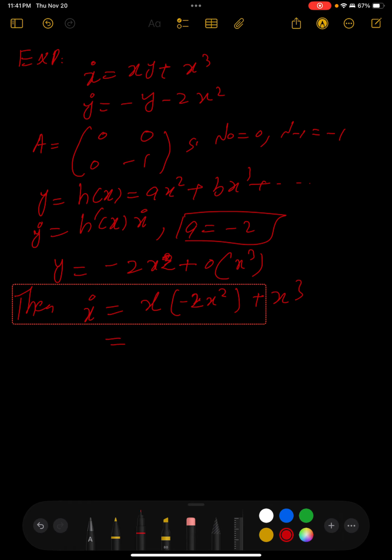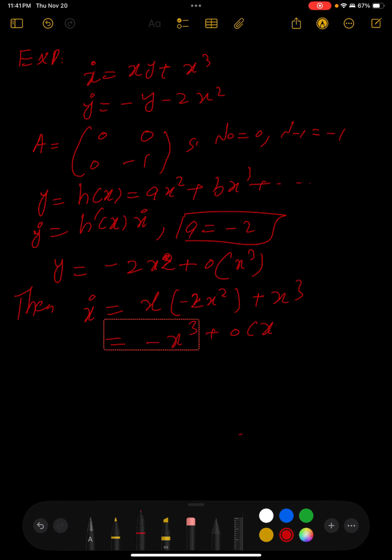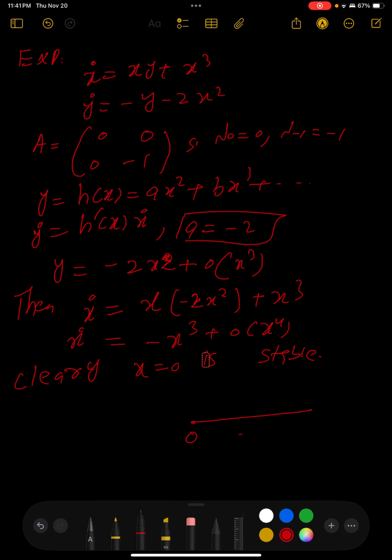Okay, so what is this? So minus 2x cubed plus x cubed is minus x cubed plus order of x to the power 4. So in this case clearly x equal to 0 is stable. Why? Because if this is my 0, when my x is positive, my x dot is negative.